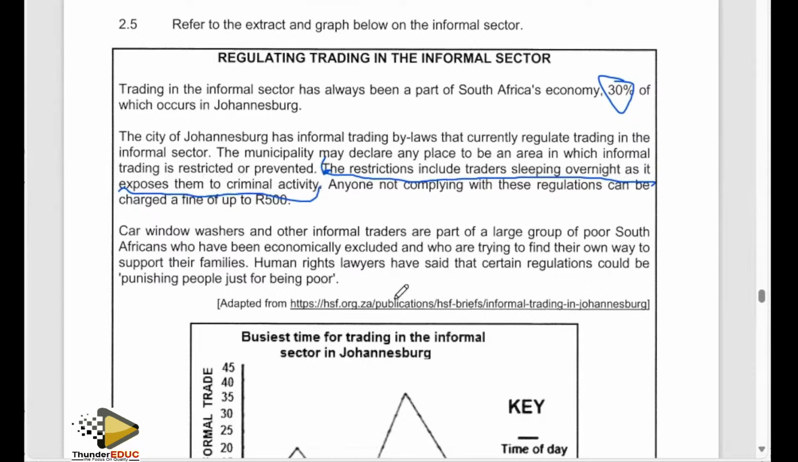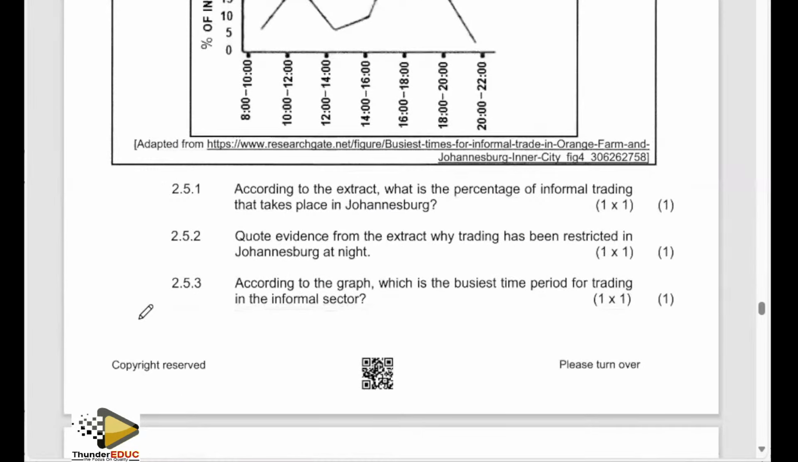We know that criminals, they thrive mainly during the dark hours of the day. That is why they are restricting activities happening overnight, for they will be prone to criminal activities overnight. Right, move on to the next question. According to the graph, which is the busiest time period for trading in the informal sector?